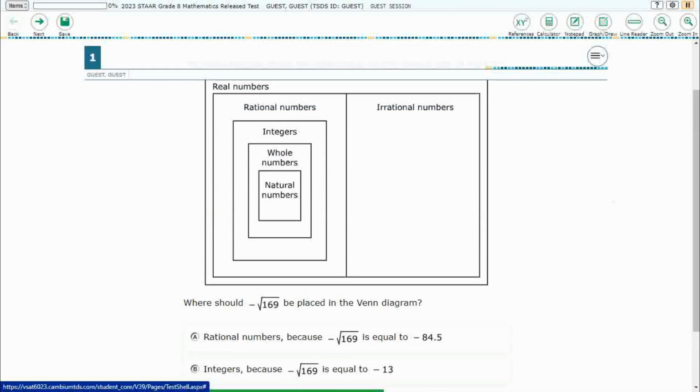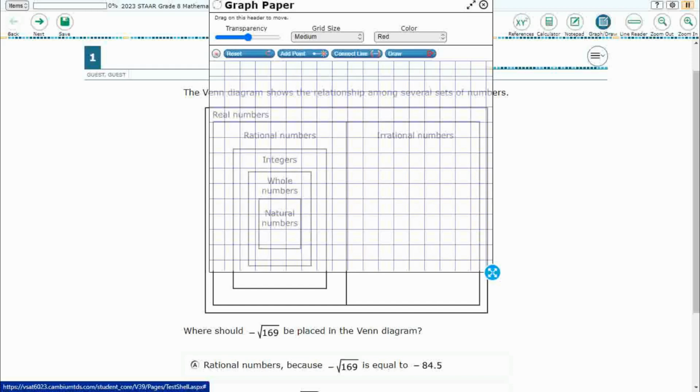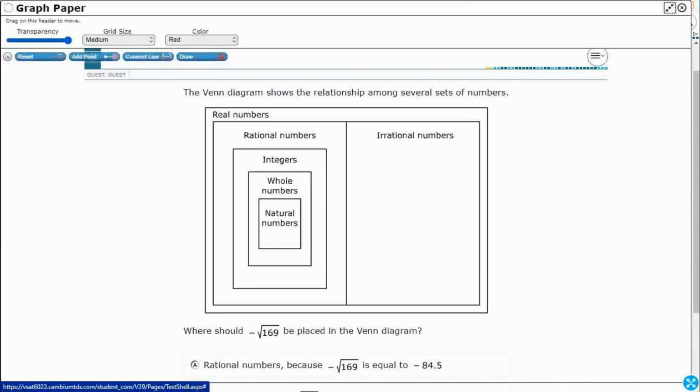All right, so we've got this Venn diagram here, and we've got real numbers on the outside, right? It's kind of hard to see, but you've got a little bit of real numbers right here, and then inside the real numbers are two different big chunks, right? You've got this big rational numbers and then irrational numbers, and there's nothing inside irrational numbers. Within the rational numbers, it gets smaller and smaller and smaller, okay? So let's define some of these.